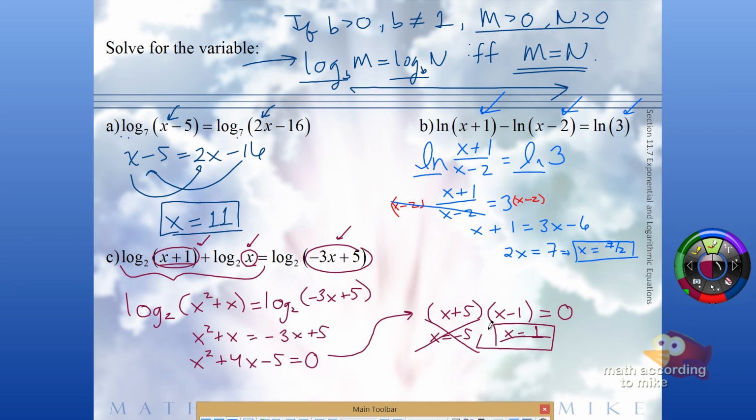So in all three of these, we were able to use the one-to-one property. These are all logarithmic equations because the variable is trapped inside of a log. But we were able to write log equals log. In that case, you set the arguments to be equal.